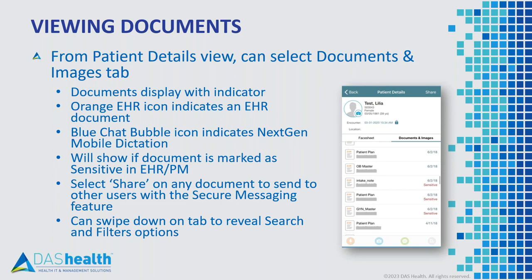Documents can be shared with other users using the secure messaging feature. They can also be searched within the NextGen mobile apps if you're looking for a particular document. You can do that by swiping down to reveal our search and filter options.